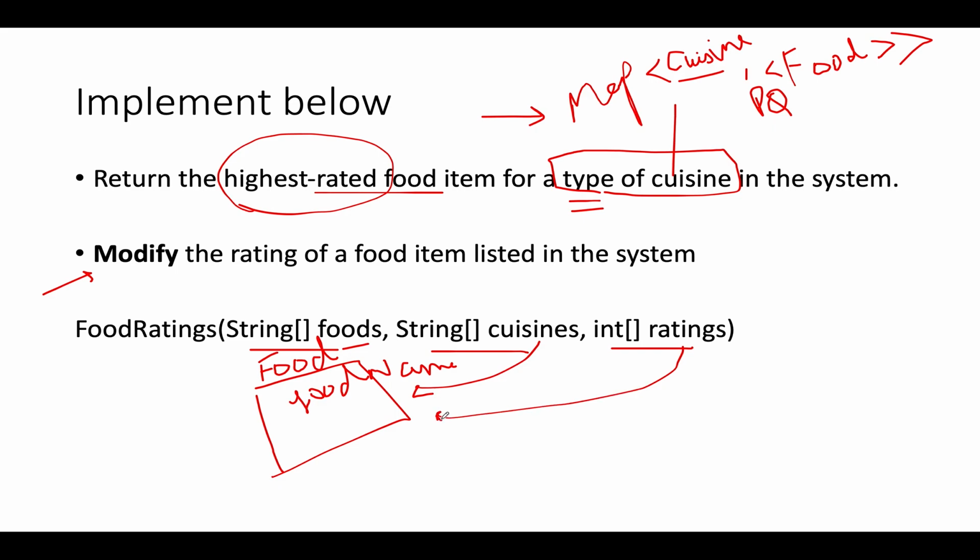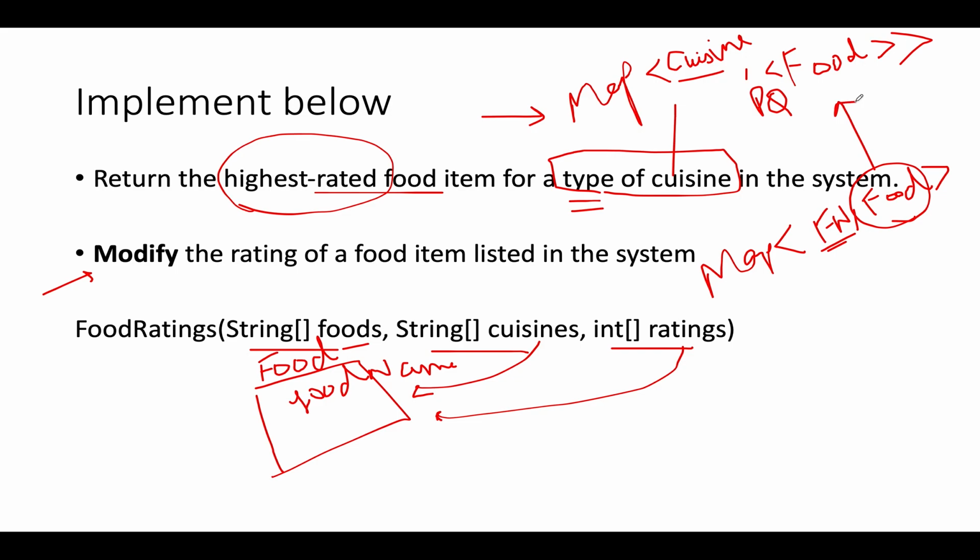And when the ask is to modify the rating of a food item, what you can do is create another map wherein that map would have the food name as key and food object as value. You will be pulling out this food object from the map whenever you need to modify a particular rating, depending upon the food name passed. And once you have that food object with you, you can simply update the rating. It will automatically be reflected in the priority queue. So our work would be done.